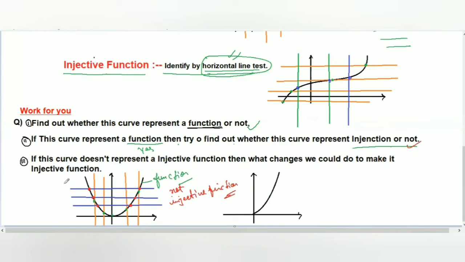Now the third part of the question is, if this curve doesn't represent an injective function, yes, this curve doesn't represent an injective function, then what changes could we make to make it an injective function? Can we make any changes to make it an injective function? Yes, we can make it an injective function by restricting the domain to x greater than 0.